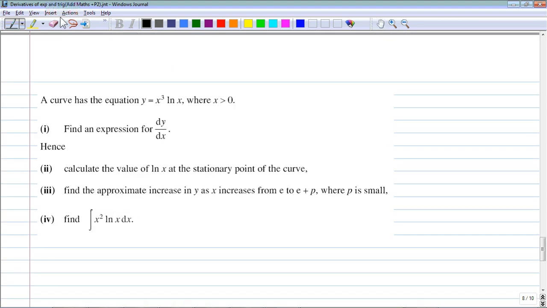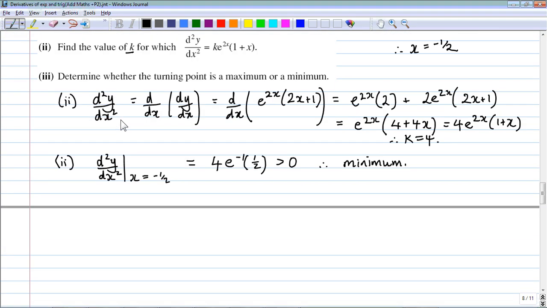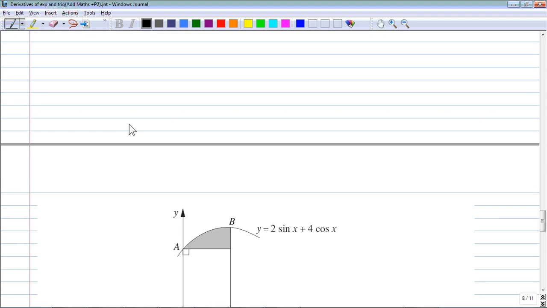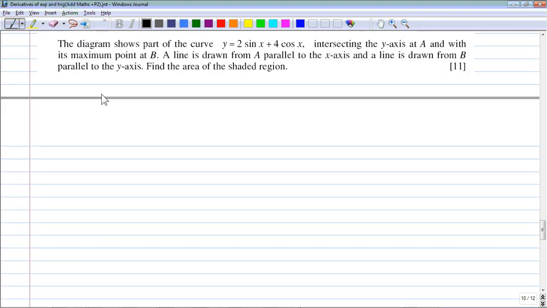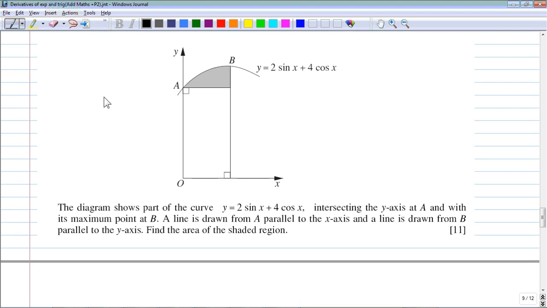I'll need more space to work in here. Whoops, wrong position for that. Okay, that's better. So here's our next question.